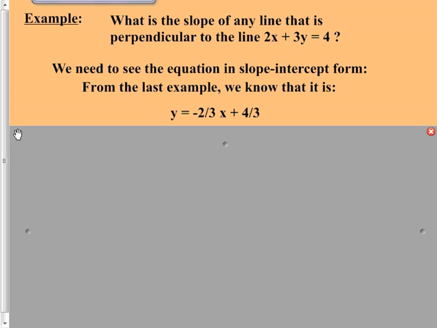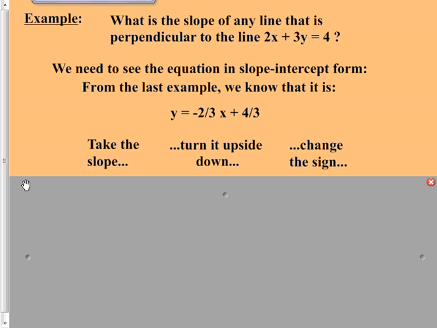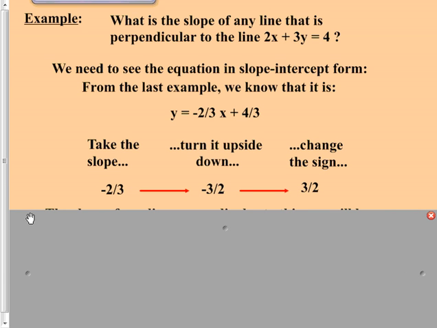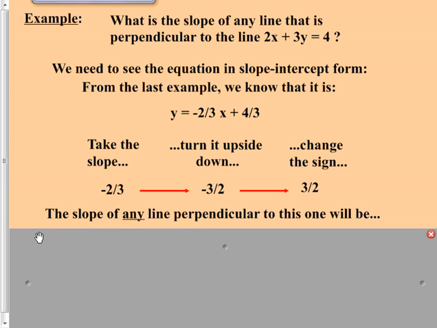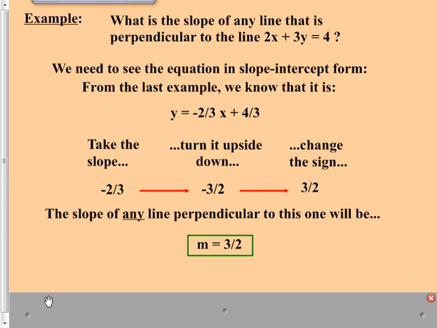Only this time the question is, what is the slope of any line that wants to be perpendicular to this line? Well, that's where the negative reciprocals come in. So we're going to take our slope value, turn it upside down, and change the sign. Our slope is currently negative 2/3. If we turn it upside down, that would make it negative 3/2, and change the sign, it would go from negative to positive. So any line that wants to be perpendicular to this one will have to have a slope of positive 3/2.